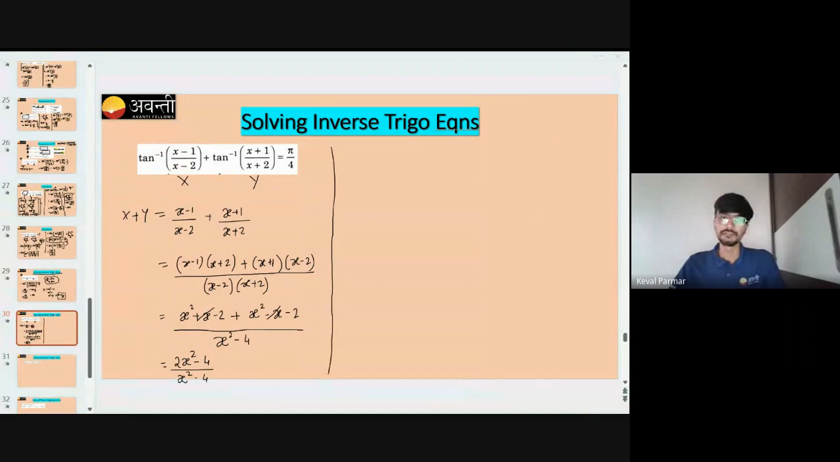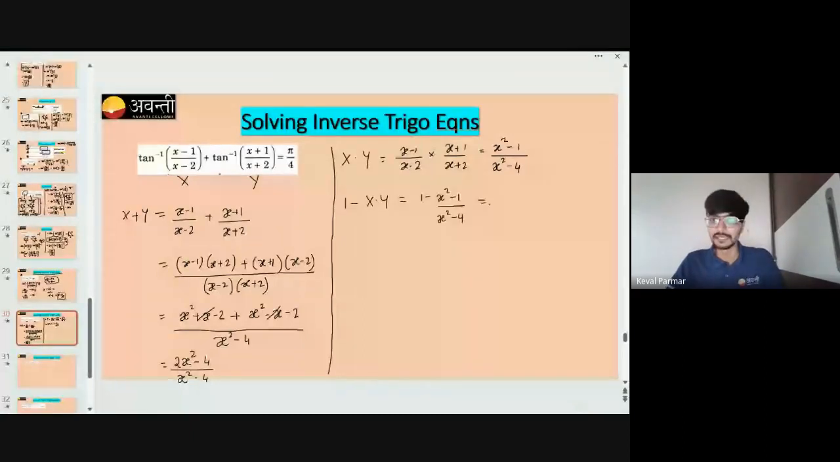Let us check. So x into y will be x minus 1 upon x minus 2, which is x minus 1. Now we want 1 minus x into y, which is 1 minus 1 upon x square minus 4. So here x square minus x square gets cancelled, leaving minus 3 upon x square minus 4. So let us input this in the formula.